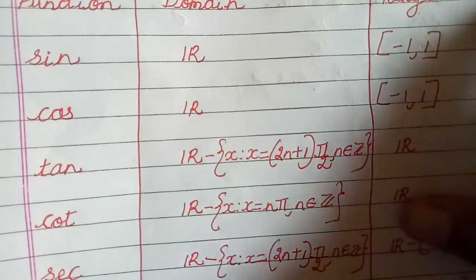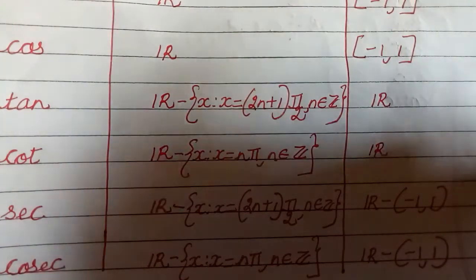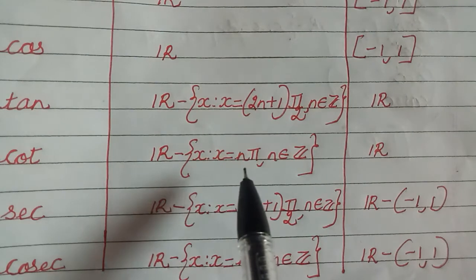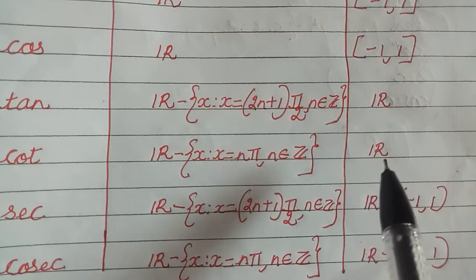Now next one is cot. Cot is cos by sine, so sine will take value 0 for all n pi. That's why n pi is removed from here. And it was seen that the range happens to be R. So let us see the graph of cot.